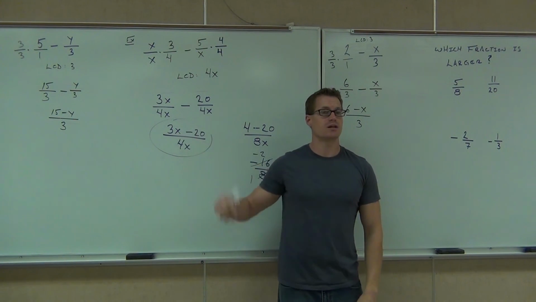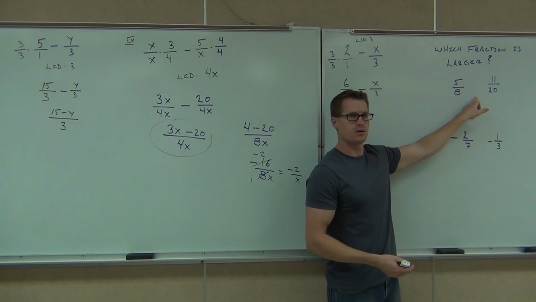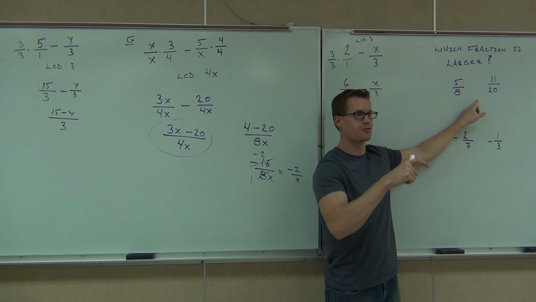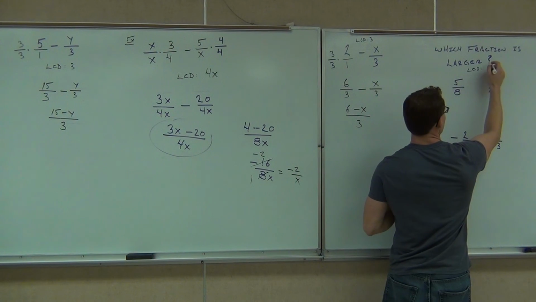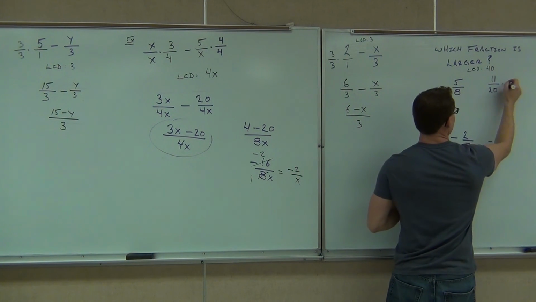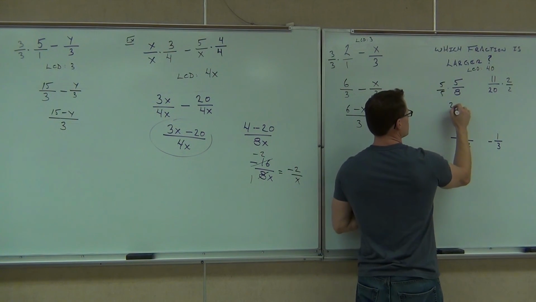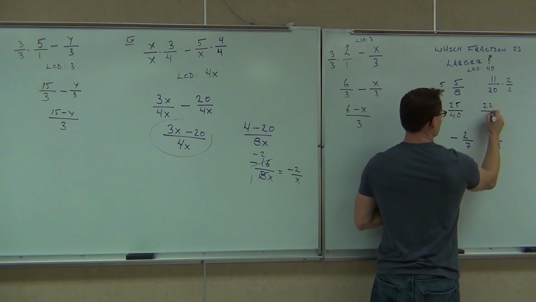It's just like adding or subtracting fractions, except we're not adding or subtracting them. Could you find your LCD? Yes. 40, very good. So we tried 20, 20 doesn't work. Try the next one, 40. This 2 over 2. This 5 over 5. You get 25 over 40. You get 22 over 40.